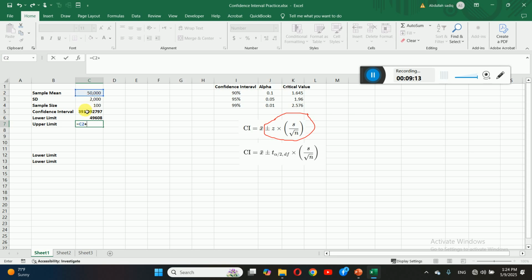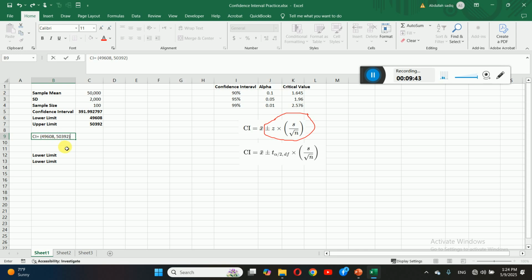Now I'm just adding this value. Okay, now you have found the confidence interval. Very simply, this is the lower limit and this is the upper limit. What does this really mean? You can just type it this way: the confidence interval equals, in this situation we have two values. One is 49608, this is the lower limit, and 50392, this is the upper limit.